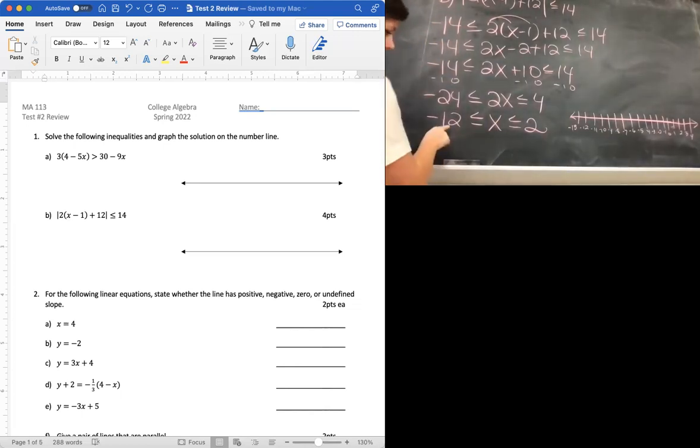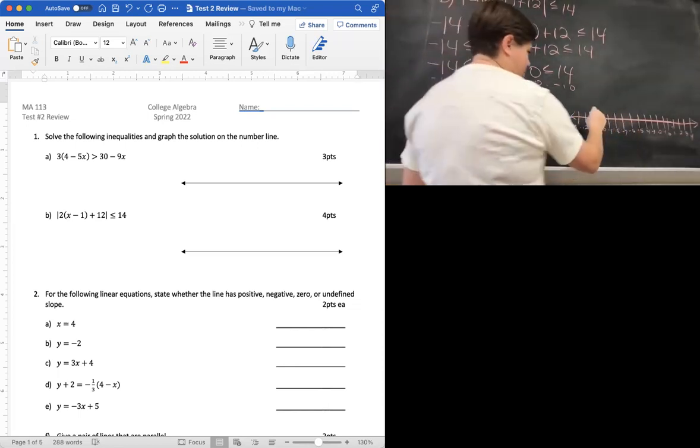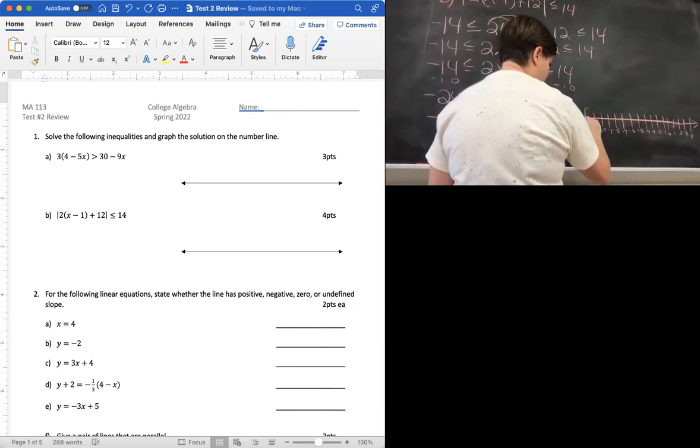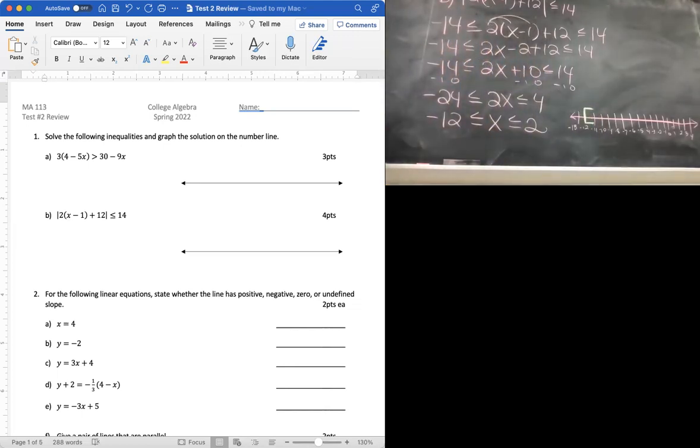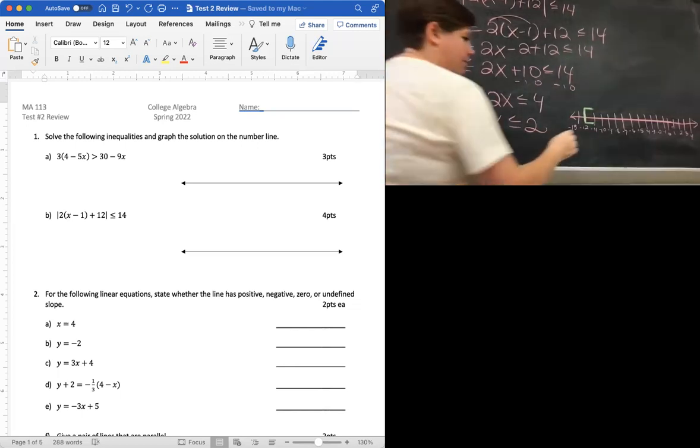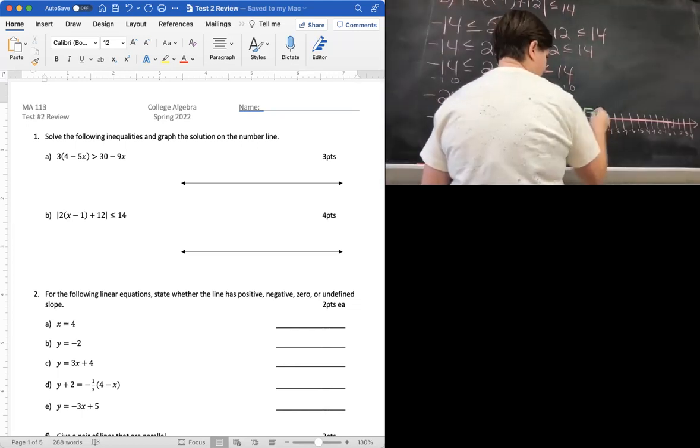Now it says negative 12 is less than or equal to x. So the other way to read that is x is greater than or equal to negative 12. So x is greater than or equal to negative 12 means we have a bracket at negative 12, but it's opening towards the right because x is bigger than it. So I know I'm going to go that way.